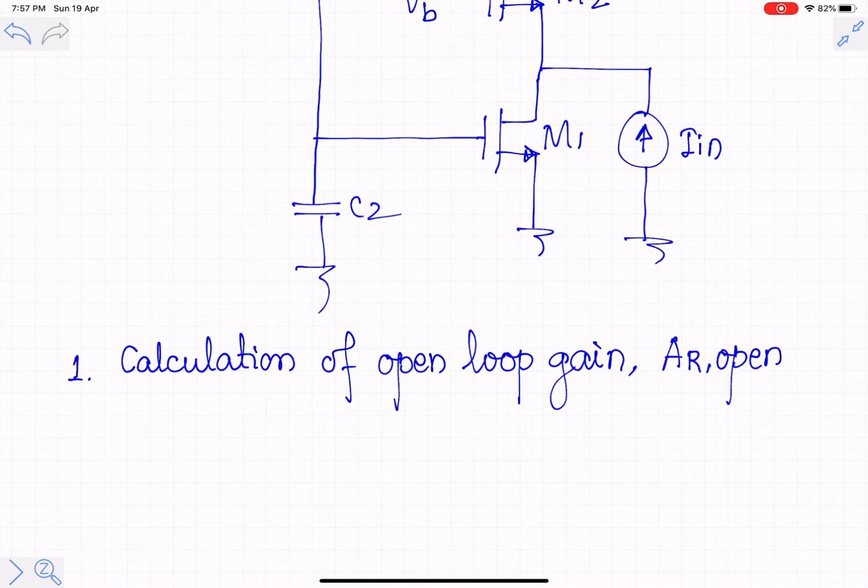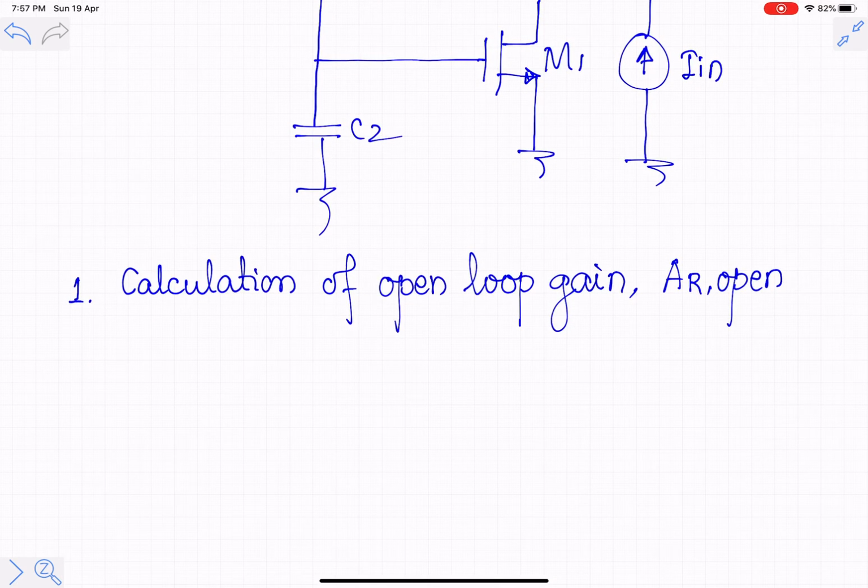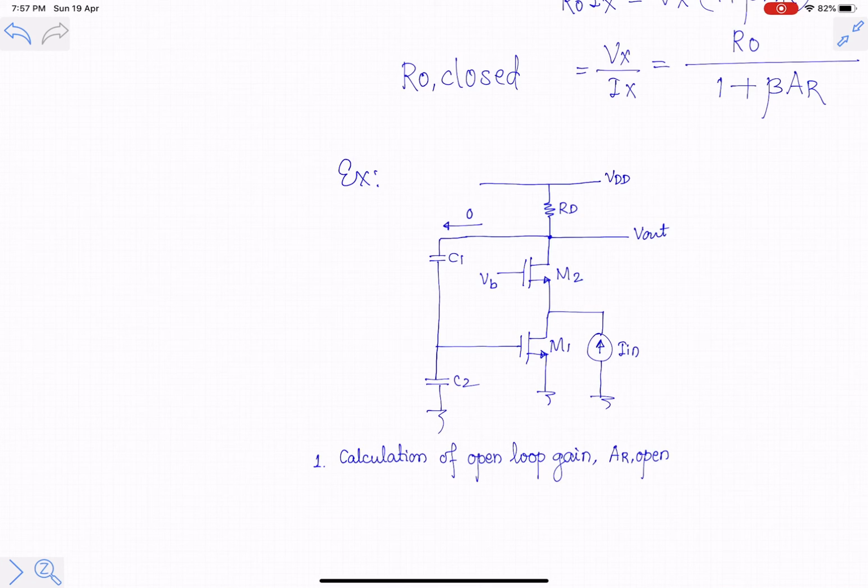So in this case we are going to calculate only the open loop gain. We know that the input impedance can also be calculated, but we are not going to do it, or we can write the expression for it, there is no problem. So first we will do the calculation of the open loop gain here in this case. So for this, first what should be done? The feedback should be made 0. So the best way to make the feedback 0 is to open it here and connect this terminal to ground.